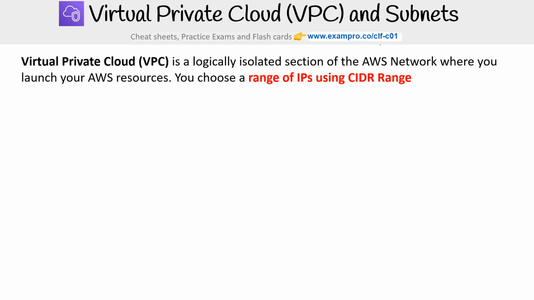So a VPC is a logically isolated section of the AWS network where you launch your AWS resources, and you choose a range of IPs using a CIDR range. A CIDR range is an IP address followed by a net mask or subnet mask, and that's going to determine how many IP addresses there are. There's a bunch of math behind that, which we're not going to get into.